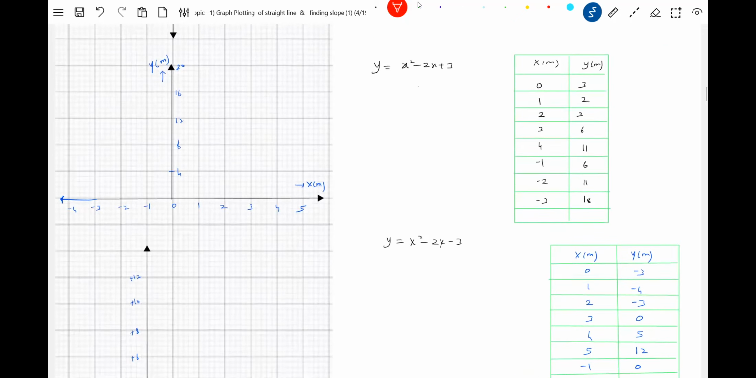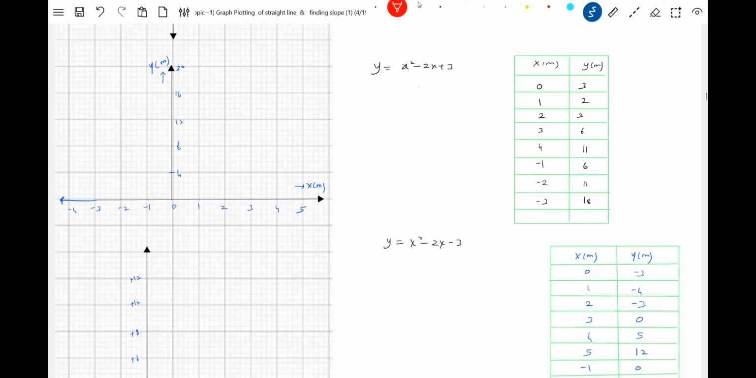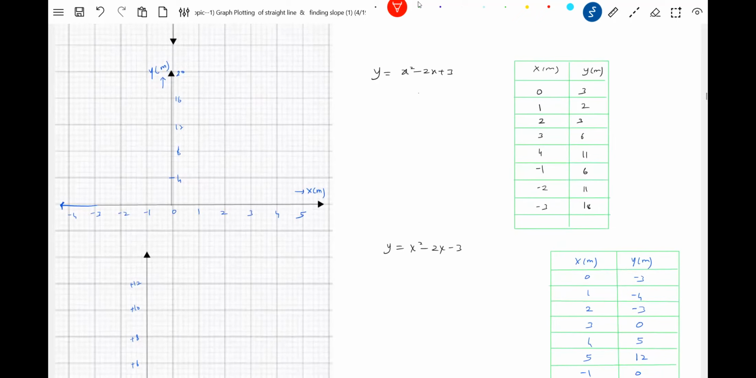Y equal to x square minus 2x plus something. We have to be a little careful. What are the values of y? 18, 3, 8, 18. And the corresponding values of x are 0, 1, 2, 3, 4, minus 1, 2, 3. Okay, first, the point x equal to 0, y will be 3.